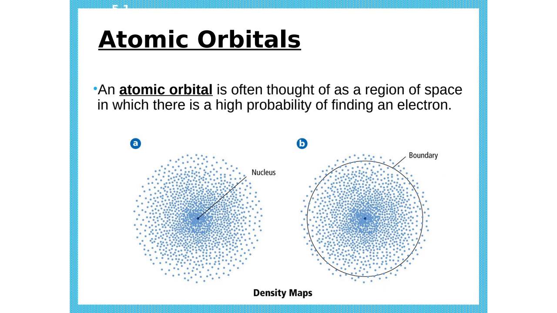So within an energy level, an atomic orbital is the region of space in which there is a high probability of finding an electron. And it looks a little bit different. These are density maps, where it's more dense right here, closer to the nucleus, and less dense the further you get away from it.